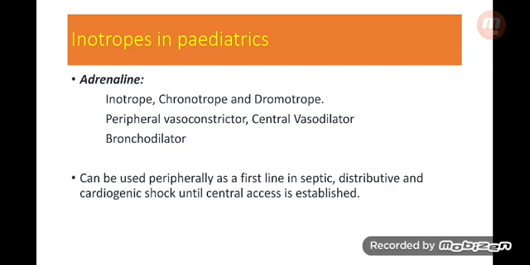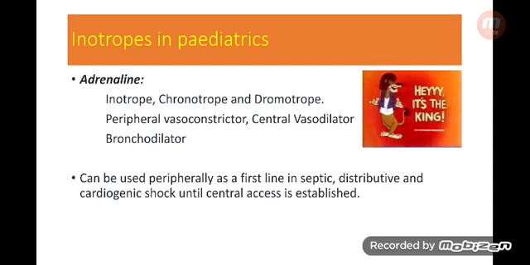It's also a peripheral vasoconstrictor and a central vasodilator, so it increases the blood pressure and increases the perfusion to the central organs. It's also a bronchodilator, so it improves oxygenation and CO2 exchange. So it's basically brilliant, and it's the king of inotropes.